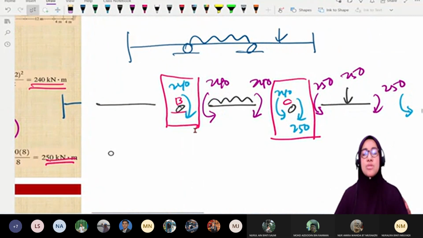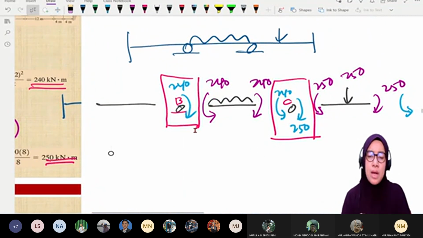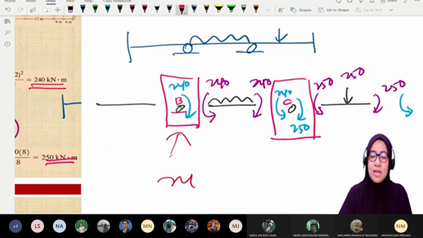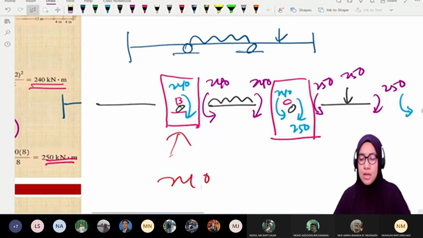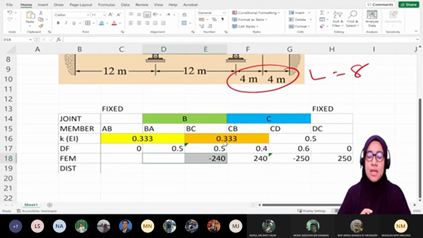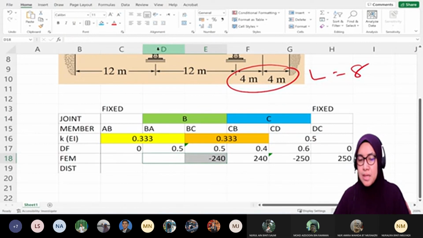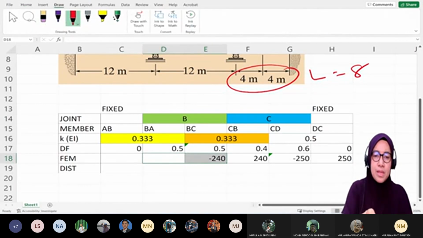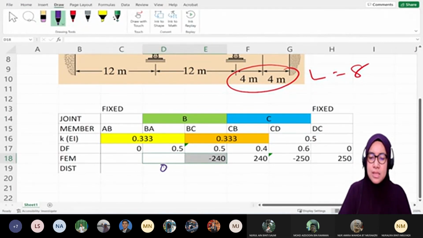Okay. So, at B, join moment is 240. Sini kan, nilai dia 240. Okay, 240. Kita dapat from table. From table ni, kita dapat kat sini, in total, these two value, bila kita total, nampak tak? Sini 0. This is 0. Kat sini 0.